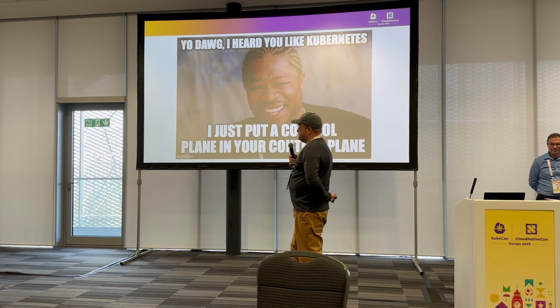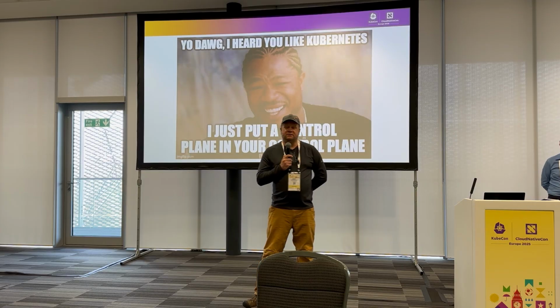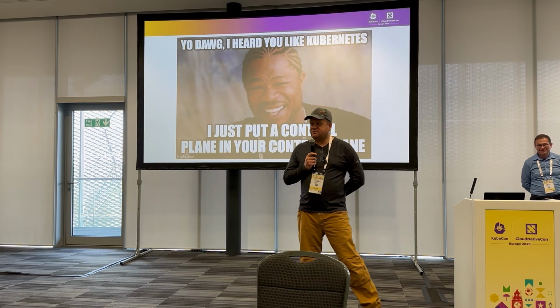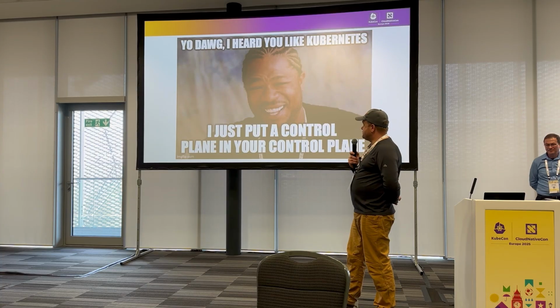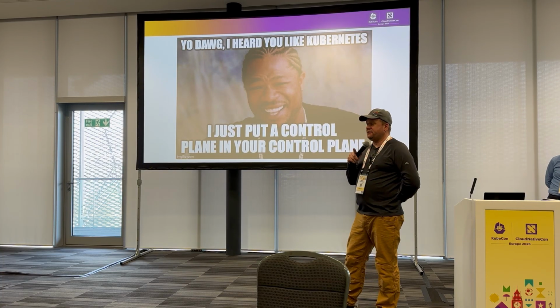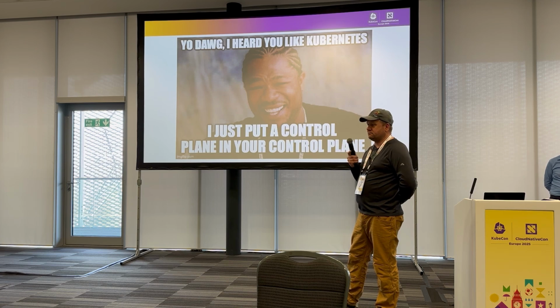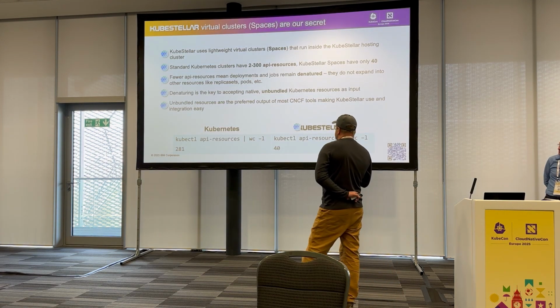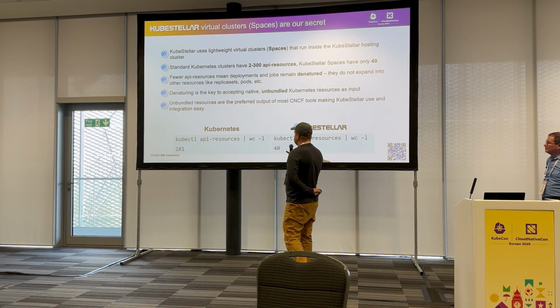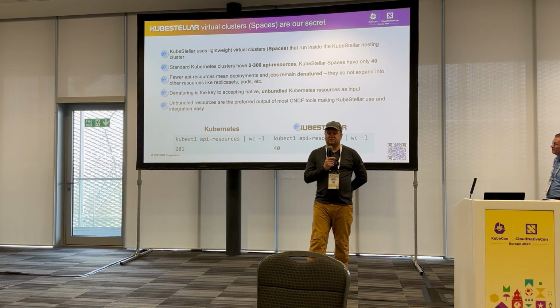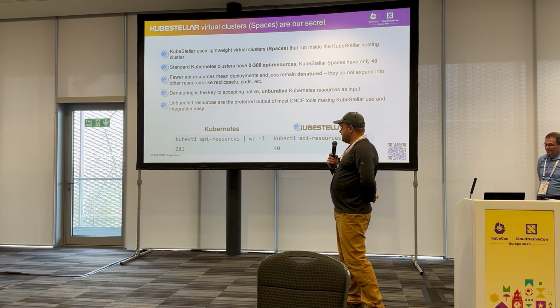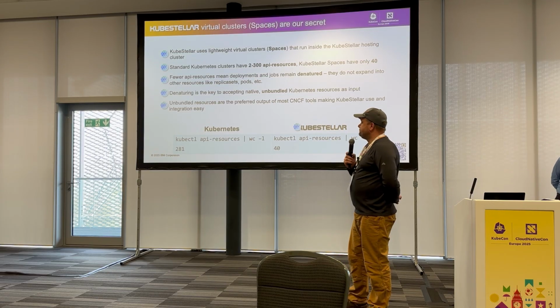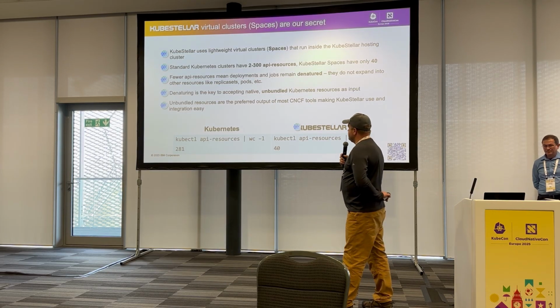Okay, so how do we accomplish that? One of the ways that we do this is through use of a reduced API instruction set, and that API instruction set is inside of a vCluster. So you're basically installing a cluster within a cluster. Imagine for a second, if you were to run the API resources on a default Kubernetes cluster, you'll see a little north of 280 APIs that are available. In KubeStellar, what we did is we reduced that down to 40.